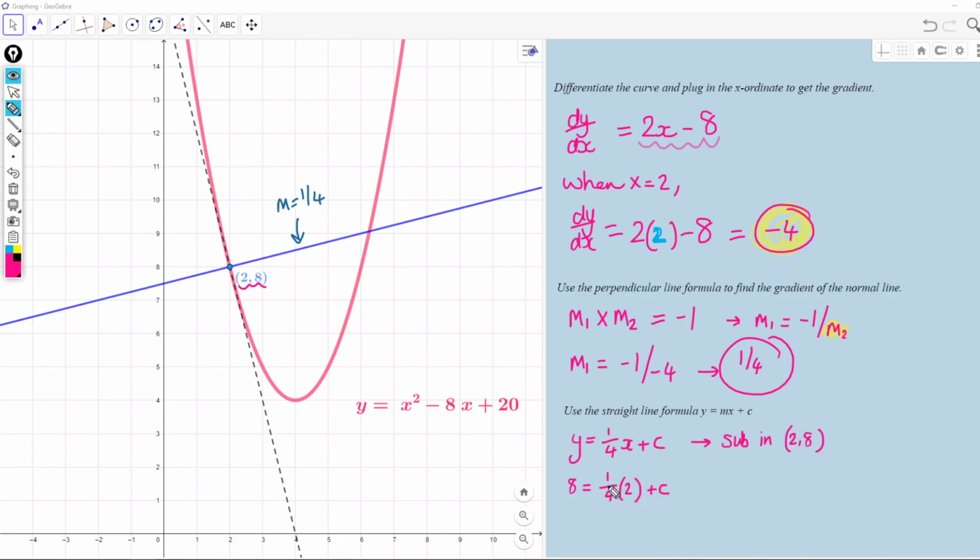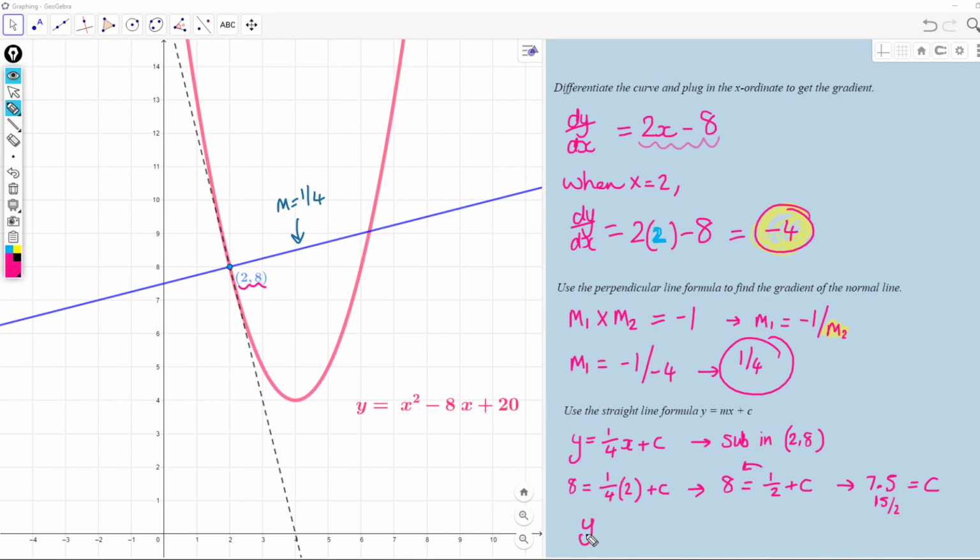And then a quarter of 2 is equal to a half. So this formula will look like this: 8 equals a half plus c. If I take that half over to the left hand side, I'm going to have 8 minus a half is c. 8 take away 1 half is 7.5. So I'm going to write it as a decimal for now, 7.5. Alternatively, you can write it as a top heavy fraction. In this case, it would be 15 over 2.